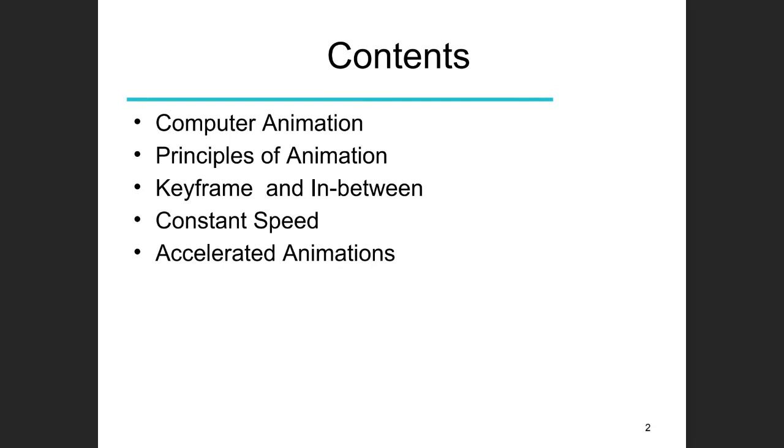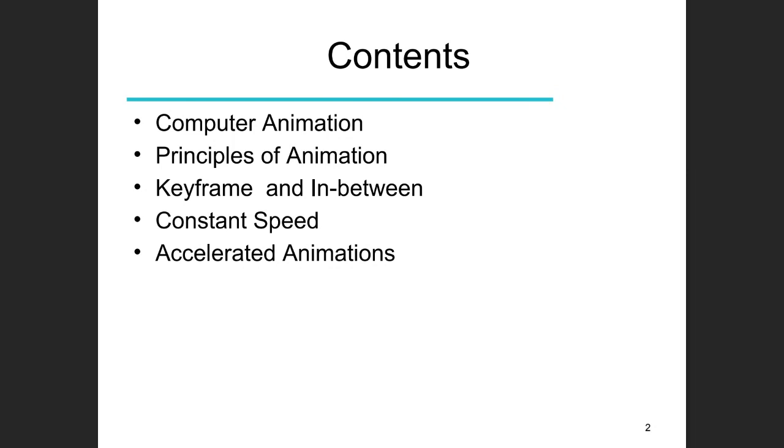Afterward, we are going to discuss two types of animation. One is called the constant speed animation, in which the speed remains fixed, not changing. And the second is the accelerated animation, in which the speed is changing. We can increase the speed or we can decrease the speed. Usually increasing the speed is called acceleration and decreasing the speed is called deceleration.